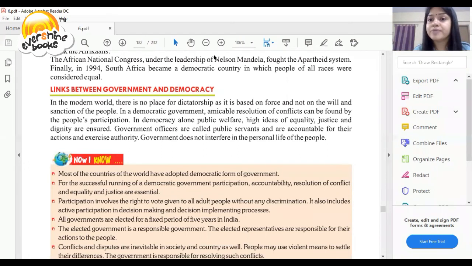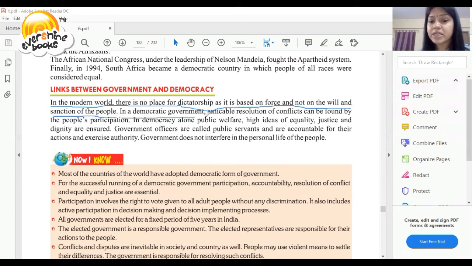What is the link between government and democracy? This is very important, which you should know. So, dear student, in the modern world, there is no place for dictatorship as it is based on force and not on the will and sanction of the people.